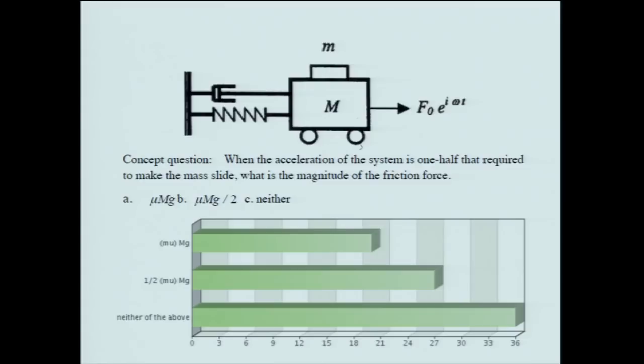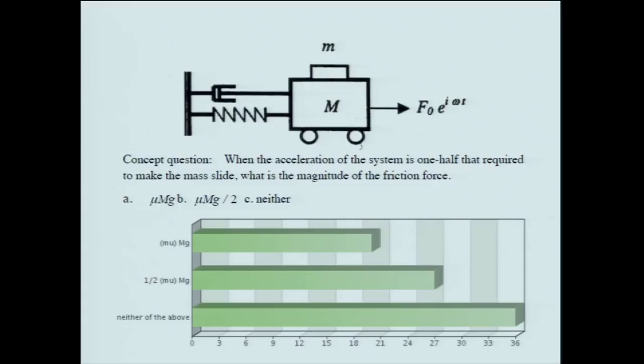So friction's one of those things that it's only as big as you need it to be. The largest friction that this thing can sustain is in fact mu mg, answer A. But F equals ma. If the acceleration is 1/2 of what is required to have that thing be just slip, it will just slip when you are at a force which is mu mg.